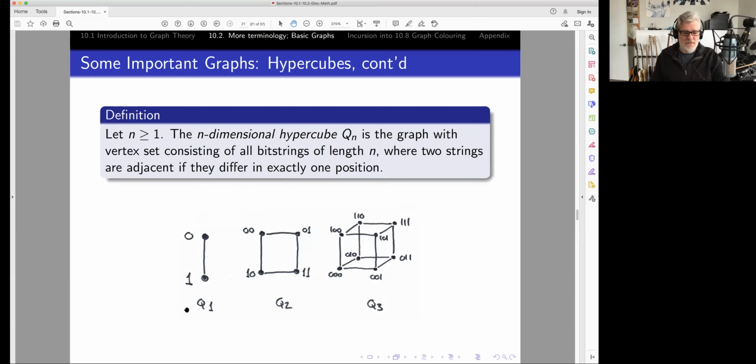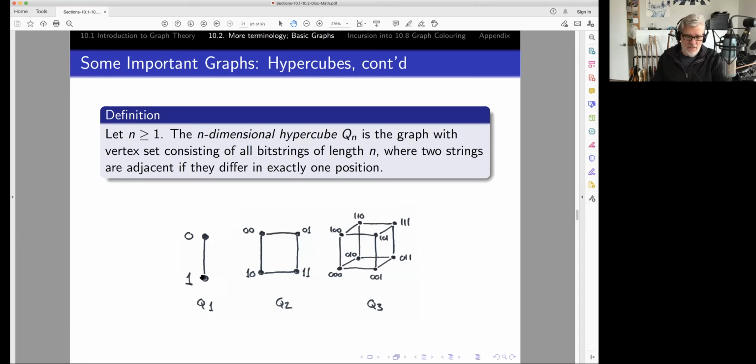So Q1, this is the one-dimensional hypercube, bit strings of length 1, so that's 0 and 1, and they are adjacent because they differ in exactly one place. Q2, bit strings of length 2, and it's easy to see that this is the two-dimensional hypercube. This is the three-dimensional hypercube, like that. And I'll let you draw the four-dimensional hypercube, but there's a nice little way of doing this. If you think about it a little bit, it makes sense.